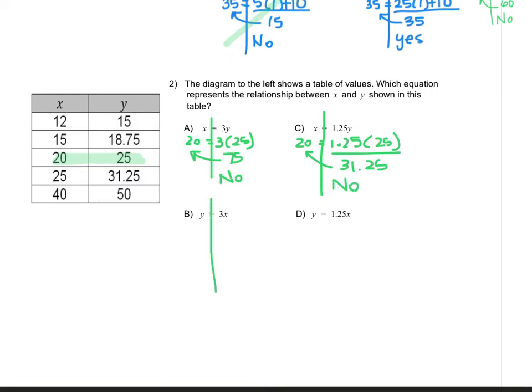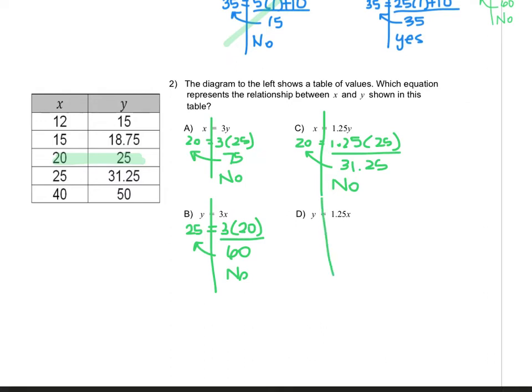And I keep going, but now when I get to answer choice B, the y variable is first, so I need to make sure I put the y value of 25 first in this one, and then 3 times my x value of 20. Calculate this, and you get 60. Now 60 does not equal 25.